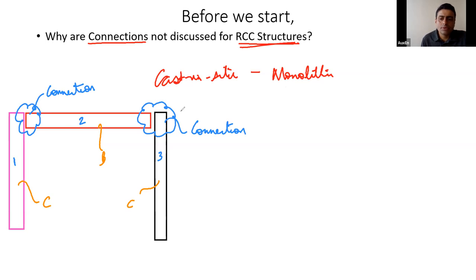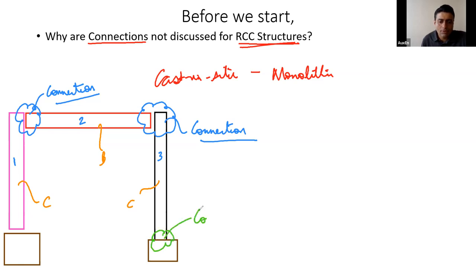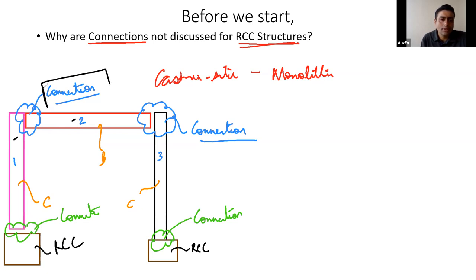Yes. So we have to join these three heterogeneous elements using connections. Similarly, if we rest it on an RCC pedestal, here also I have to provide a connection, and here also. You will notice that there are two families of connections. Between one and two, both were steel elements, but because they were different elements, I had to connect them using a connection. Also between two and three, both were steel, but I had to provide a connection.